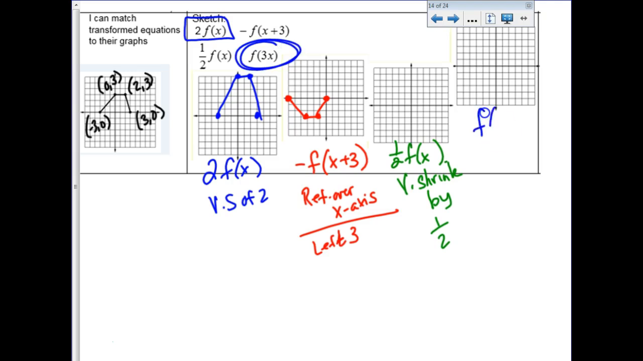Do you remember what it's called when you throw a 3 into the function like that? It's a horizontal... This one's actually a shrink. Very good. So you're going to horizontally compress or contract or shrink, whatever word you want to use, by a factor of 3. So it changes the x value. Like for instance, this -3, 0 is going to shrink by a factor of 3. So divided by 3, it's now going to be at -1, 0. This guy, 3, 0, is going to shrink by a factor of 3. It's going to be at +1, 0.